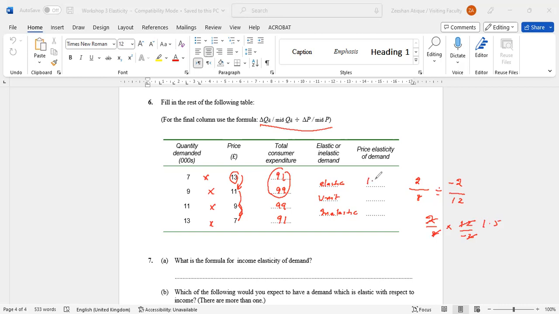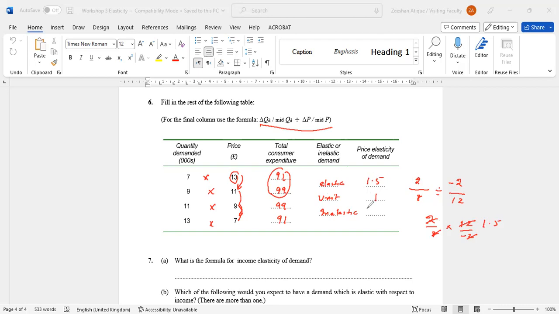So this is the elastic region, basically, as you know that this is elastic because the fall in the price from 13 to 11 is increasing your total revenue by 8. So this is the elastic region, actually. For the second part, you can find out that this is basically a simple calculation.